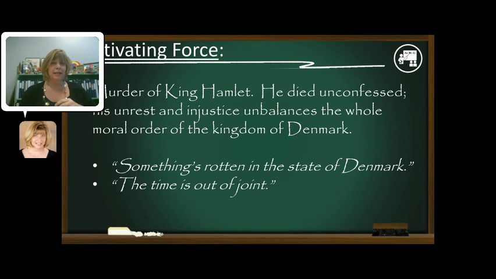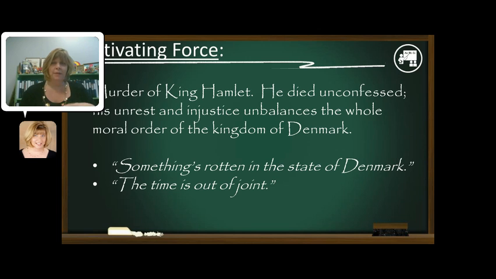And we know that he has this unrest and the injustice of his death unbalances the whole moral order of the kingdom of Denmark. So this is really typical in a Shakespearean play, where in the first act, there's some sort of an inciting incident that unbalances the usual order that things should happen in, and that the hero or a protagonist comes along and it's their job to kind of restore order to the universe. Throughout the whole play, you see this tension going back and forth on trying to get things back.